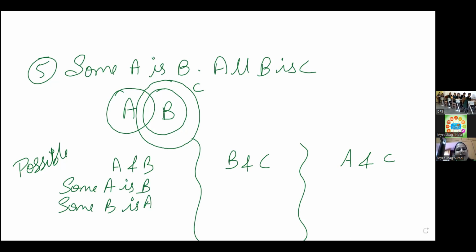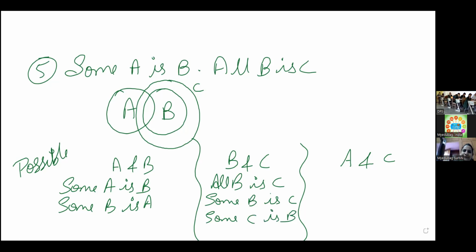Now let's see between B and C. It is said that all B is C. So whenever there is all, we'll also write some. So I'll write some B is C. And the third statement again will be the opposite of this, that is some C is B. Clear?